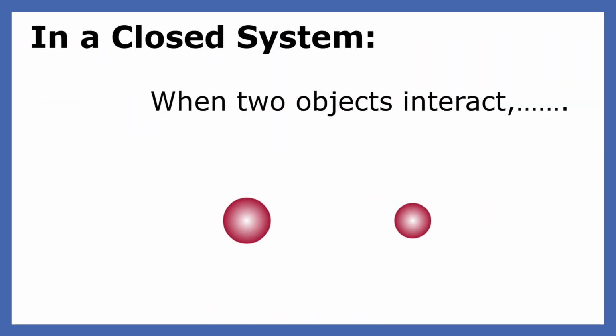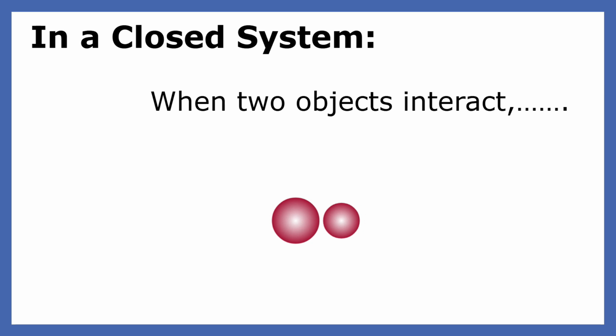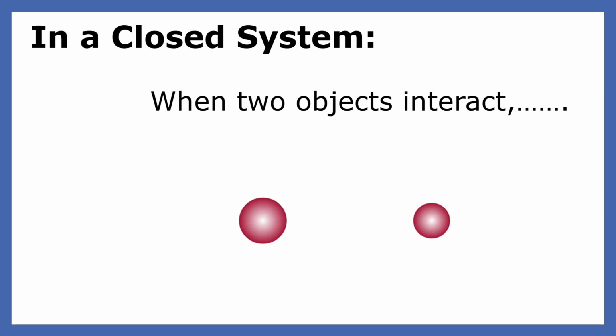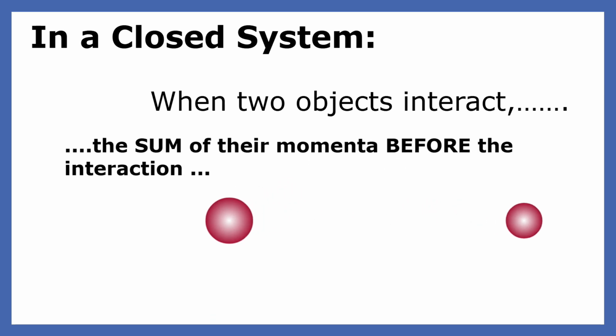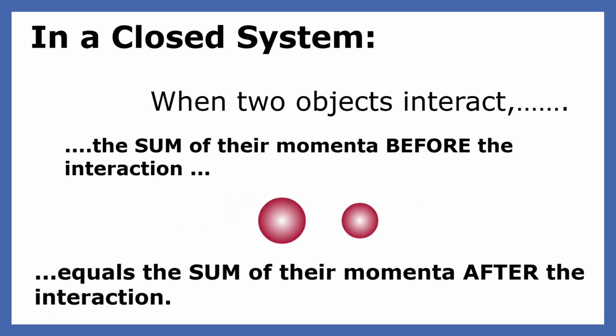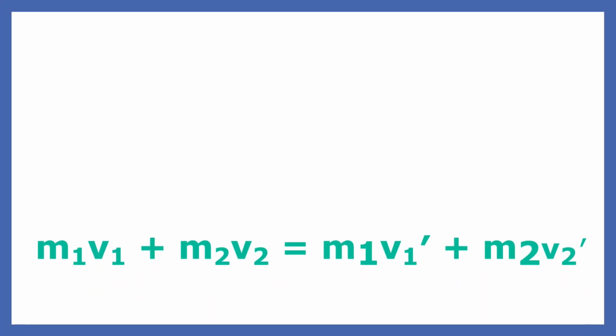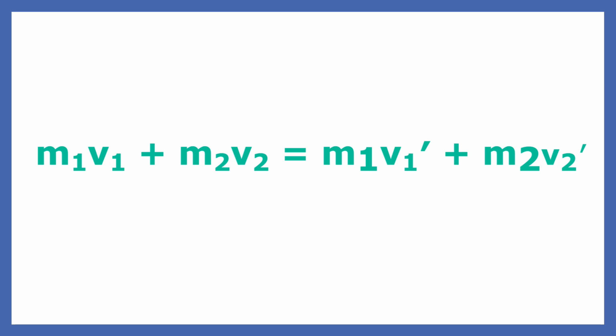This is definitely worth repeating. In a closed system, when two objects interact, the sum of their momenta before the interaction equals the sum of their momenta after the interaction. Since momentum is mass times velocity, this is the mathematical expression for the law of conservation of momentum.